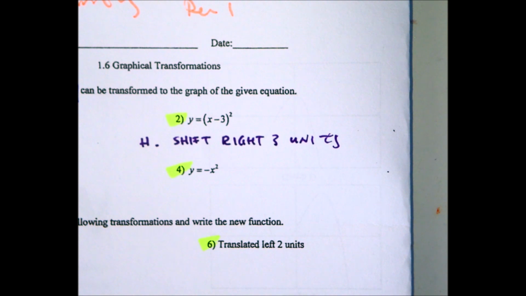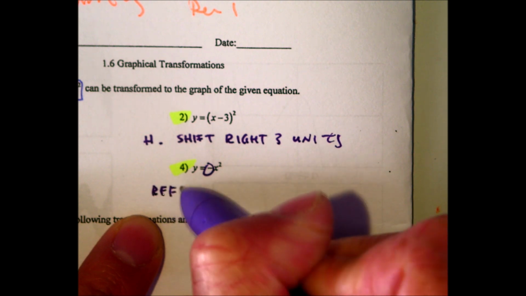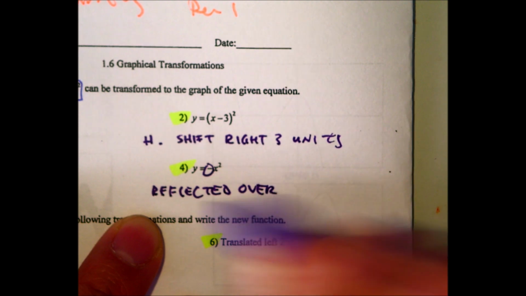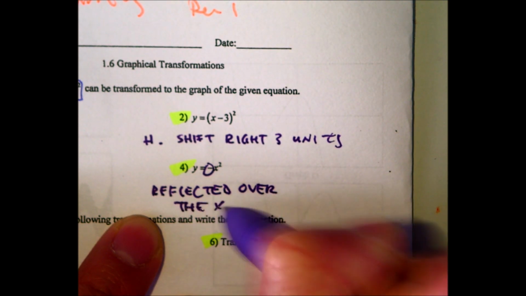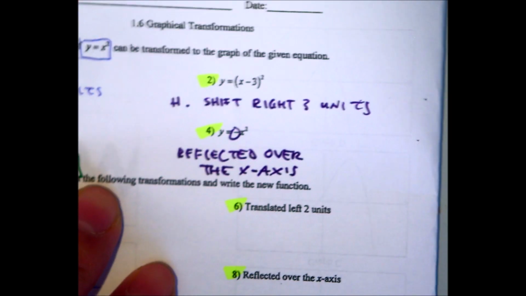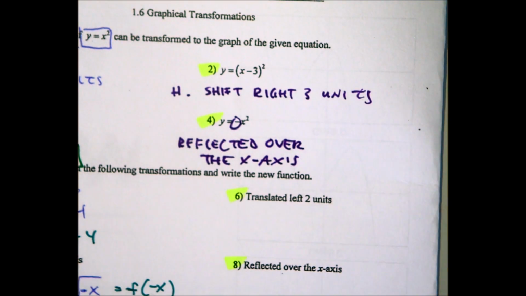Sasso, number 4. Reflected over the x-axis. See the negative sign, so reflected over the x-axis. That is correct. So pay attention to where that negative sign is, okay?